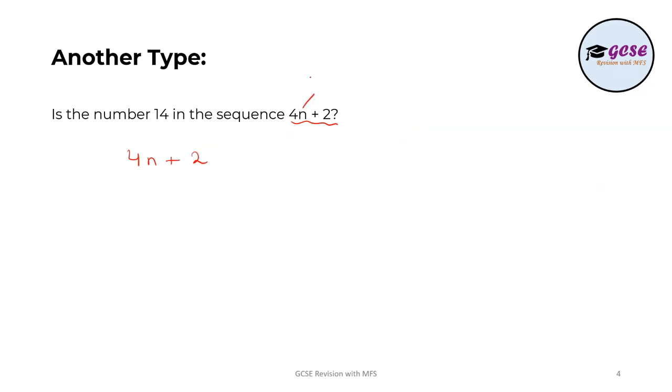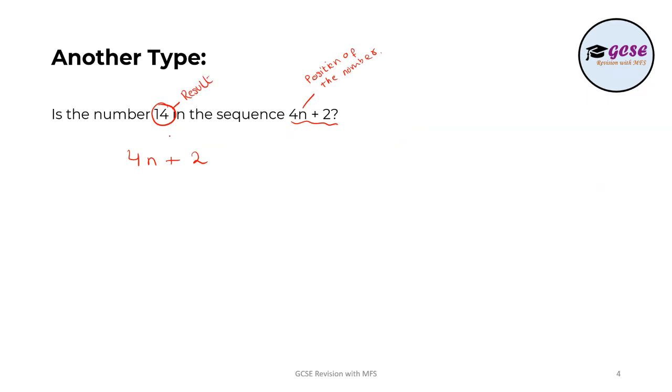Remember, n is the position of the number. But in this case, we're not asked to work out the position. We're not given the position. We're given the final result. Is the number 14? So we're given the final result. We're not given the position.